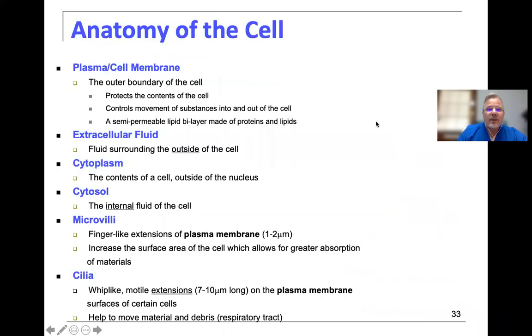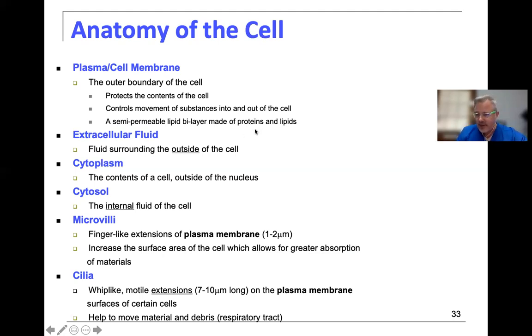So let's look at the plasma membrane or the cell membrane. What I want you to remember about that is that it protects the contents of the cell. That's one major contributing component of its function. But we know that it also controls the movement. We spoke in another video about how the integral proteins are responsible for bringing things in and out of the cell, those channels. And it's a semi-permeable phospholipid bilayer that's made up of proteins and lipids.